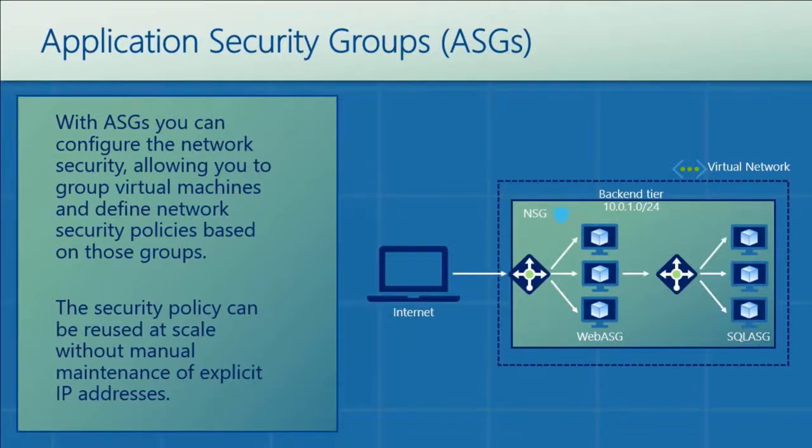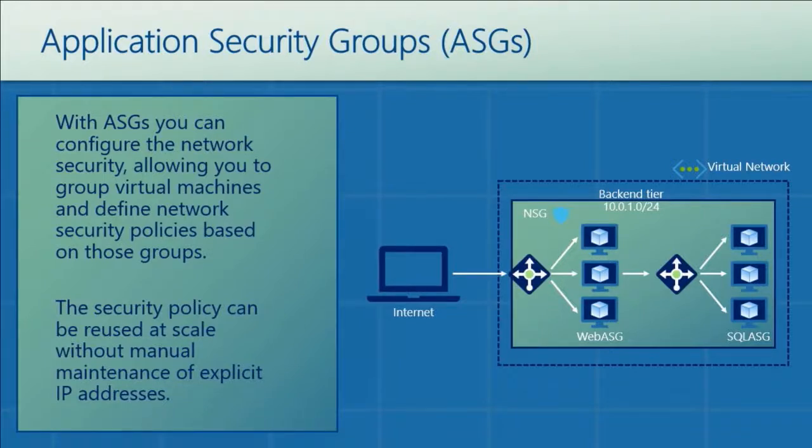Also remember that any network interfaces that are assigned to an application security group have to be in the same virtual network that the first network interface is assigned in. So if I have a couple network interfaces, and the first one is assigned to one called ASG Web in the virtual network, then any other network interfaces that are assigned to this application security group web have to be in the same VNet.